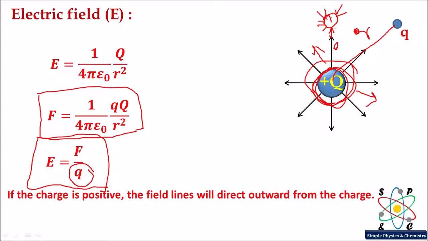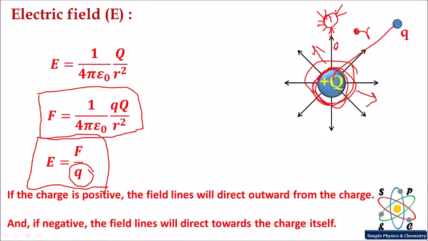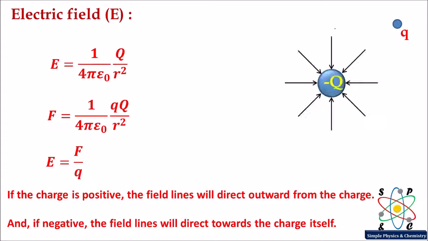Now I have told you already that their direction will be either inward or outward. So the outward direction is for the positive charge, and the inward direction of the electric field is due to the negative charge. Now let's see how a negative charge field looks like. So this is how a negative charge and its field look.